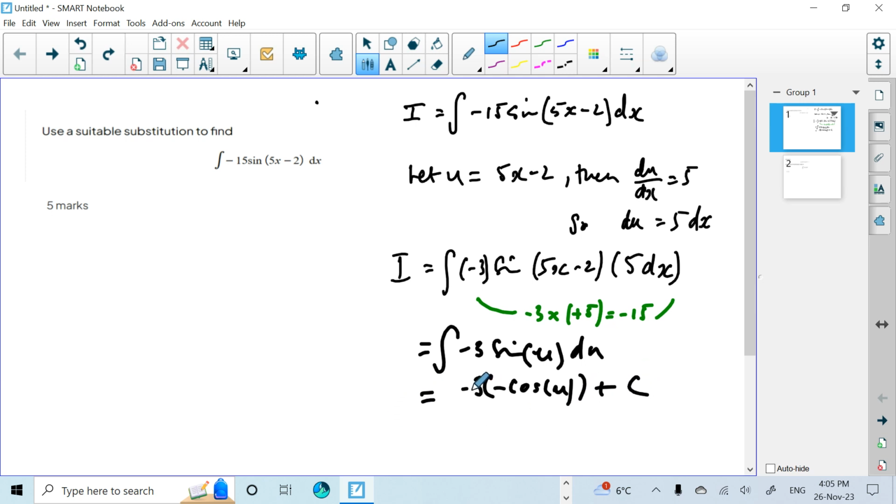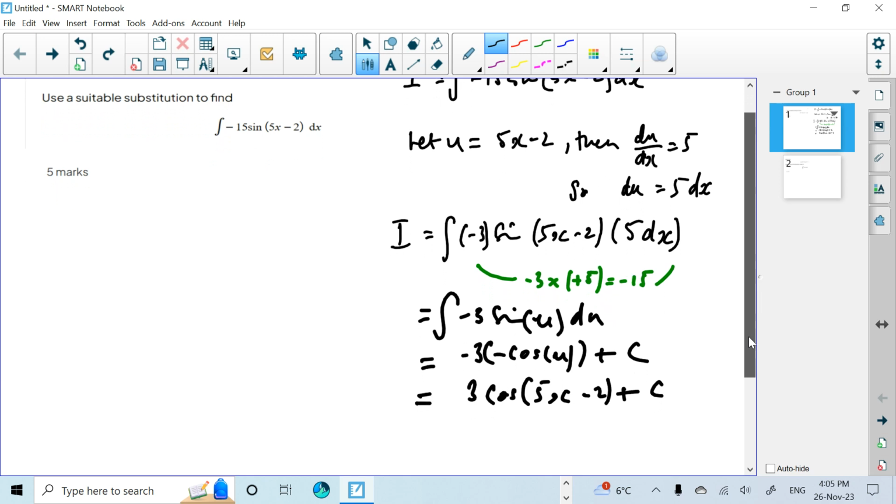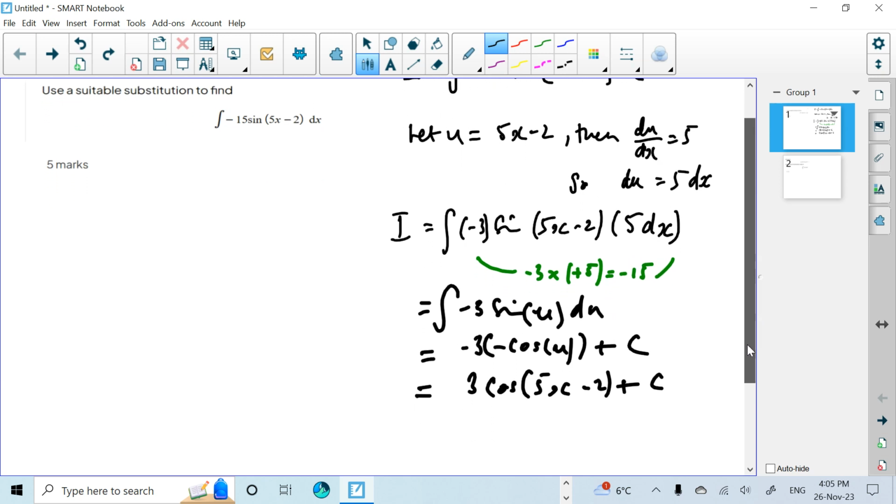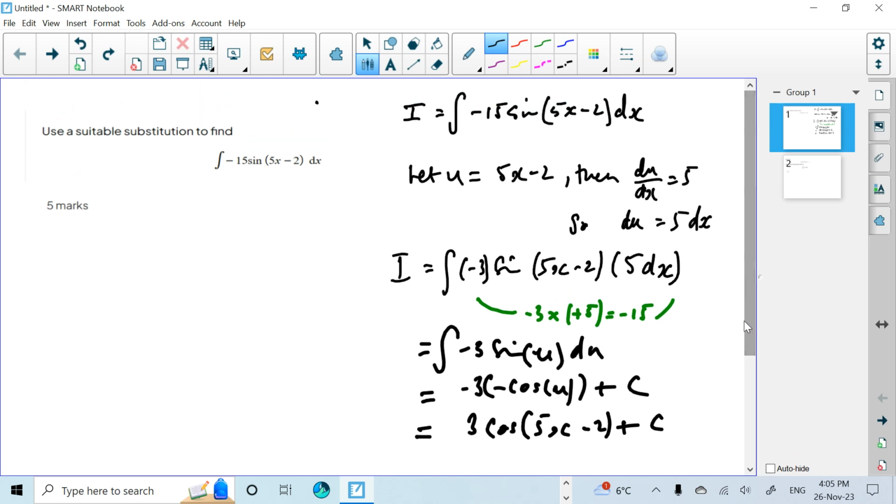But now we have to substitute what u is, which is, we let it be 5x minus 2. That was the function, so minus 3 times minus the cos of u is 3 cos 5x minus 2 plus c. And that's another use of reverse chain rule and substitution, using the method of substitution. And there's your 5 marks.